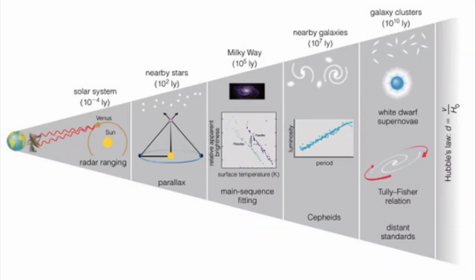This diagram illustrates the use of direct, precise radar measurement of objects in the solar system at the shorter distances, stellar parallax at greater distances, leading to the intermediate range, which is what I want to talk about today.